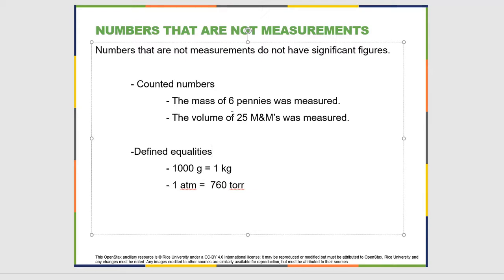Another thing that seems like it's a measurement because it has units are defined equalities. 1,000 grams is exactly 1 kilogram. There's no uncertainty in this, so this does not have significant figures. Another example of this is 1 atmosphere equals 760 torr. These are pressure units. We could go on with defined equalities in the metric system. However, one thing to remember is these do not count towards significant figures because they're not measurements, they're definitions. These two things are exactly the same. 1,000 grams is exactly 1 kilogram. No uncertainty there. So therefore, no significant figures.